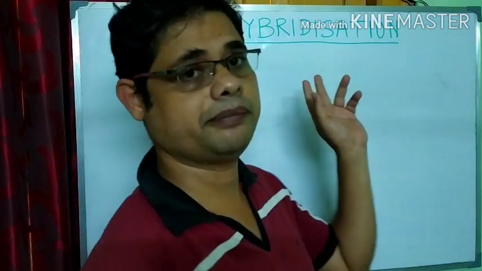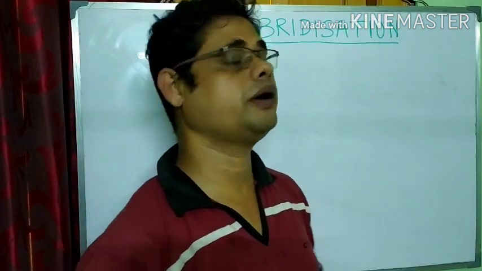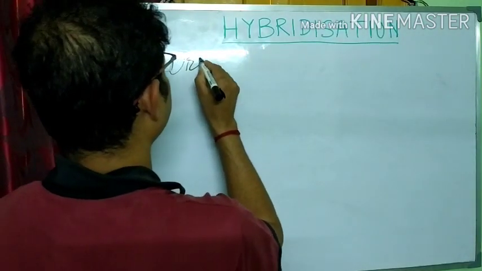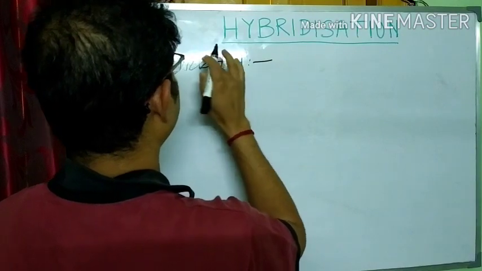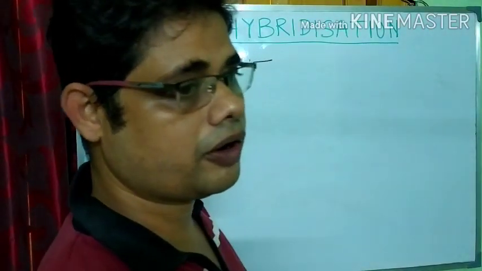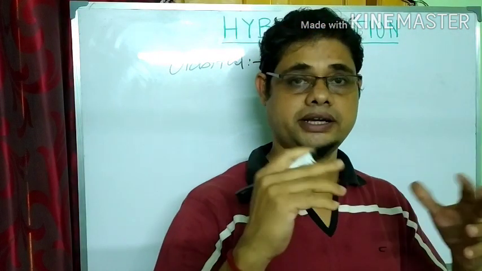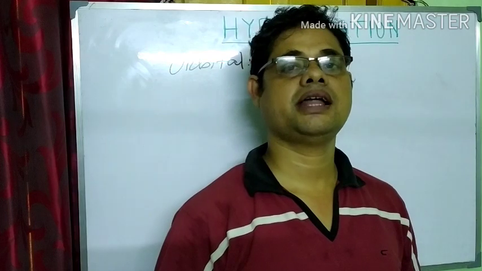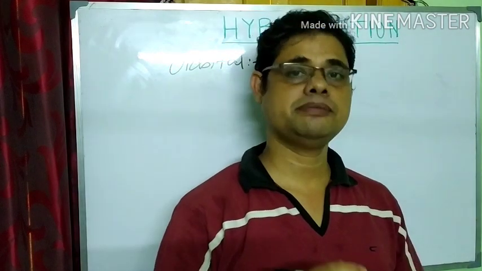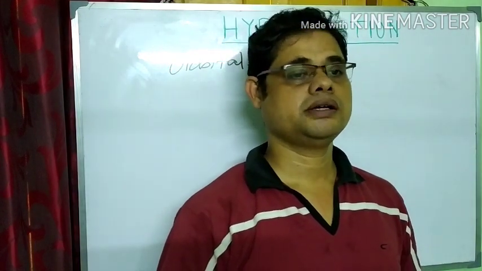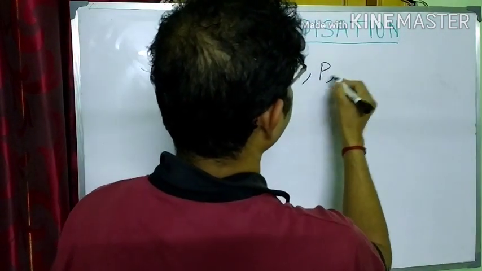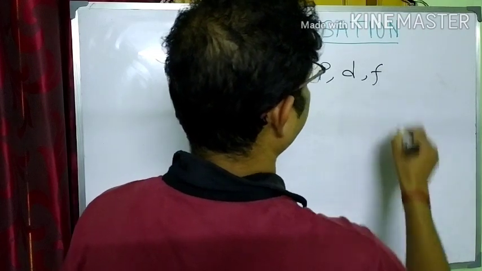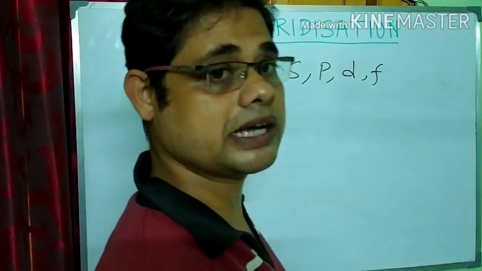Before going to the topic of hybridization, we should know about orbitals. Orbitals are a three-dimensional figure or area where an electron is likely to be found, or has maximum probability to be found. We find s, p, d, f orbitals in an atomic subshell.